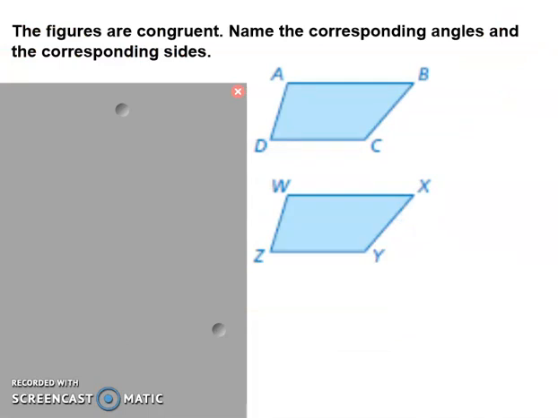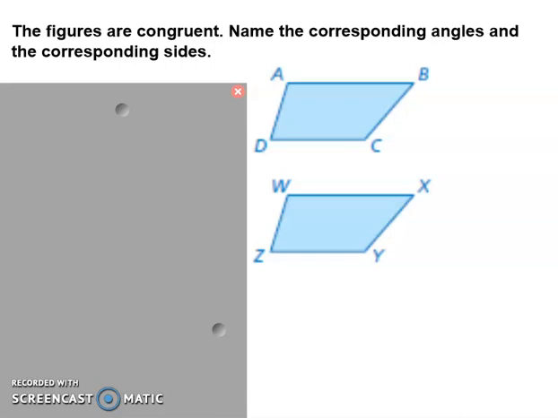So in this example, it says the figures are congruent. Name the corresponding angles and the corresponding sides. So I look here, I have a 4-sided shape, okay? So I have 2 different quadrilaterals. We talked about triangles before, but the same topic here can go for any figure. So if I have ABCD and WXYZ, we know that these are going to be congruent to each other. But we want to say, what are the corresponding angles and corresponding sides?